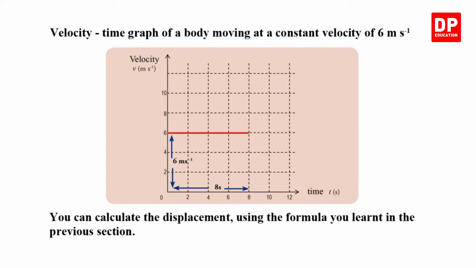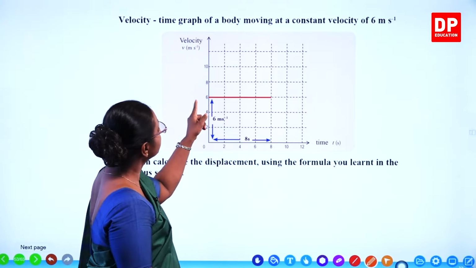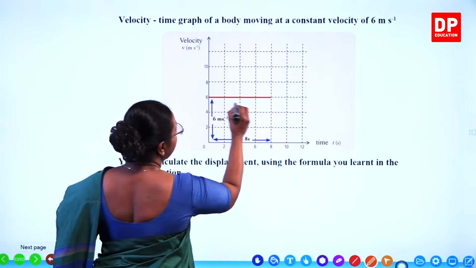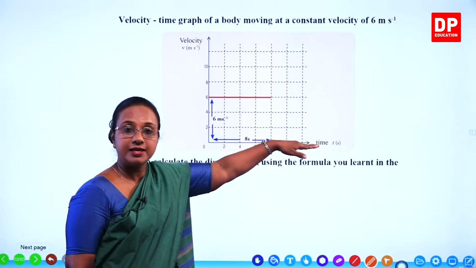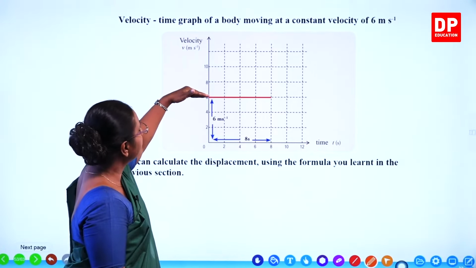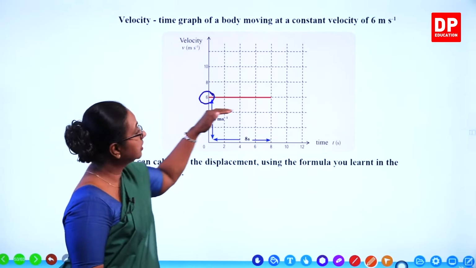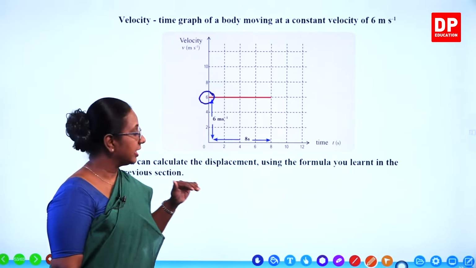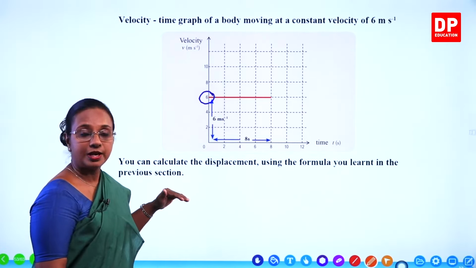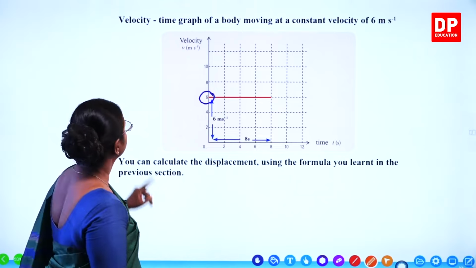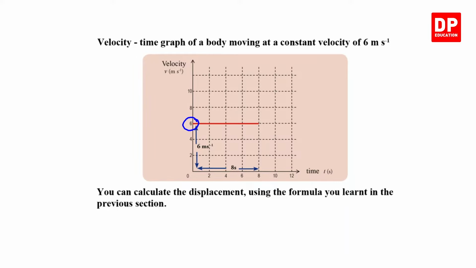This is another graph where the object shows a velocity that does not change with time. You can see a line parallel to the x-axis. That means the velocity is maintained at 6 meters per second throughout the journey. So the object is under constant velocity. The object is moving with constant velocity. That is what is given to you. Velocity time graph of a body moving at a constant velocity of 6 meters per second.